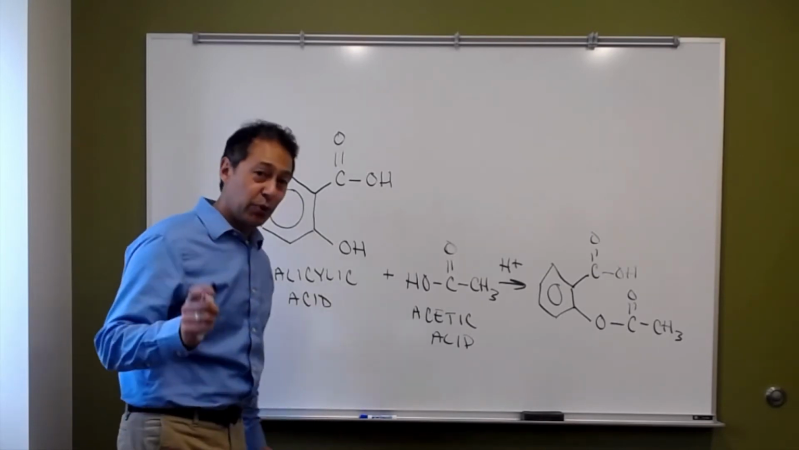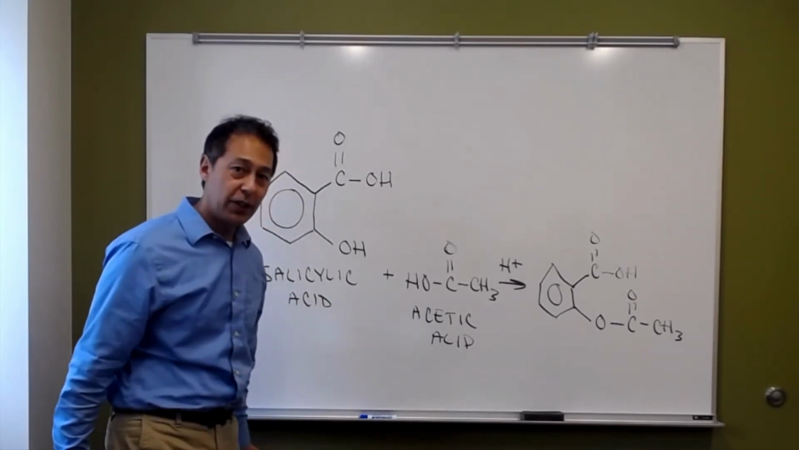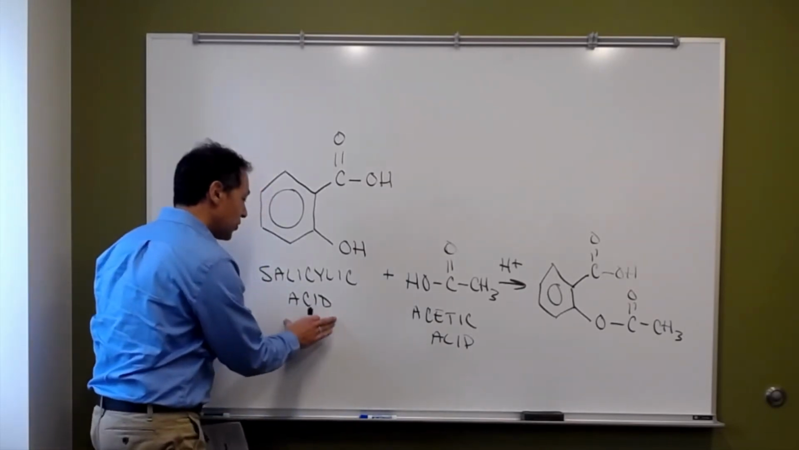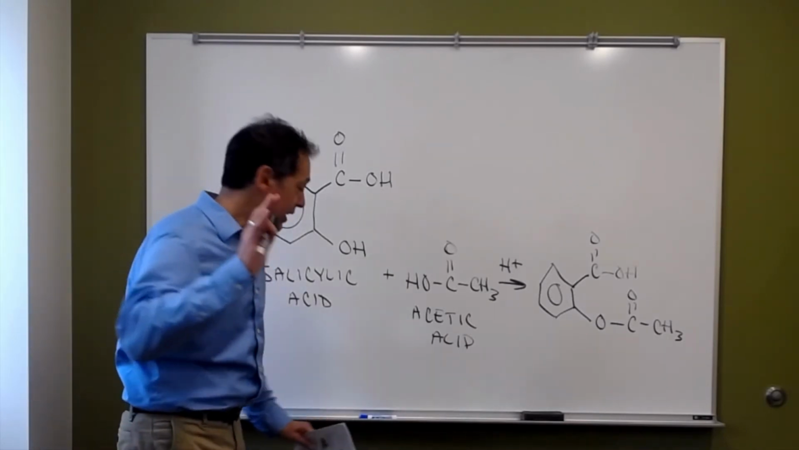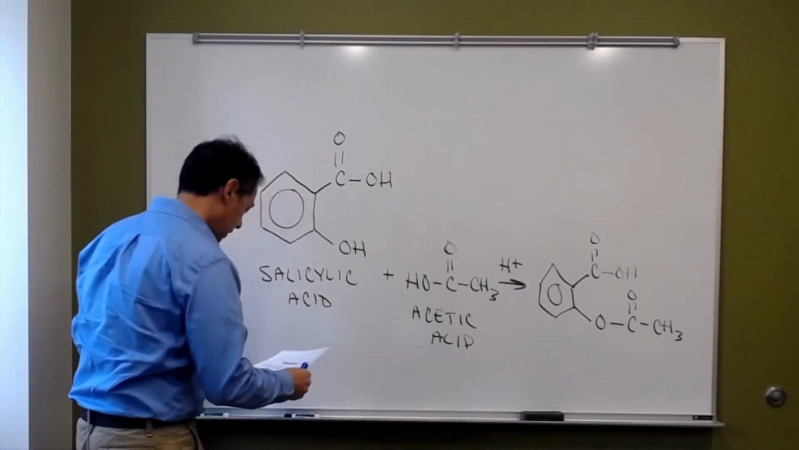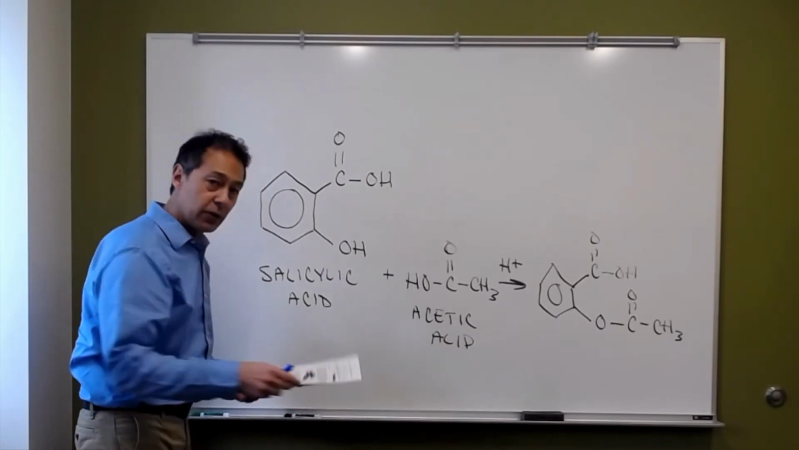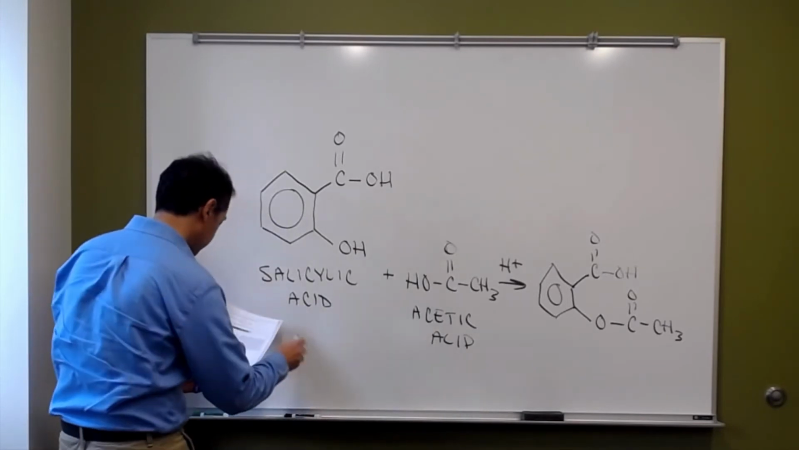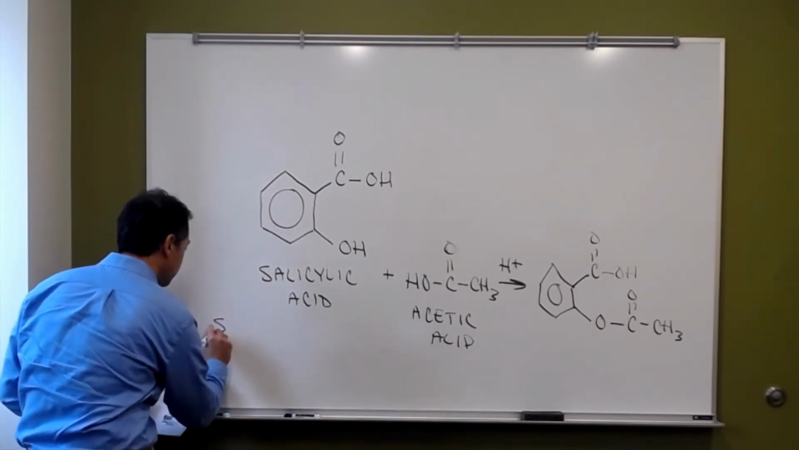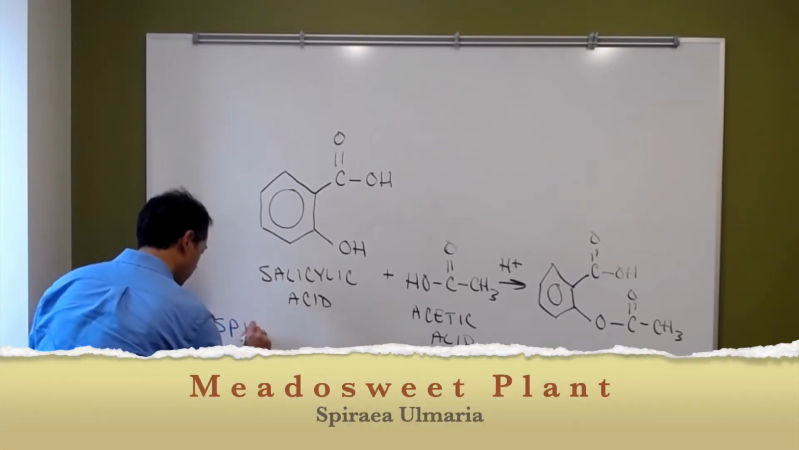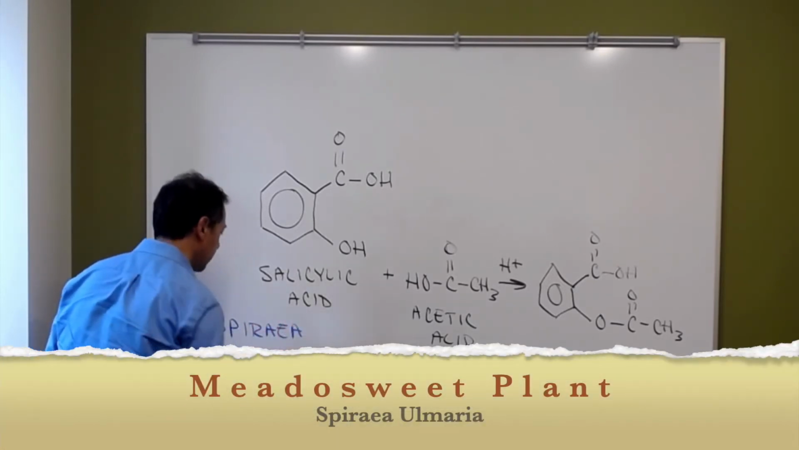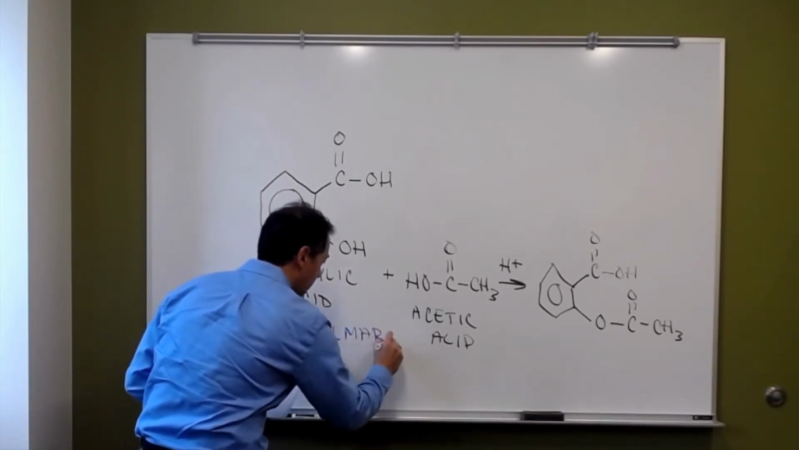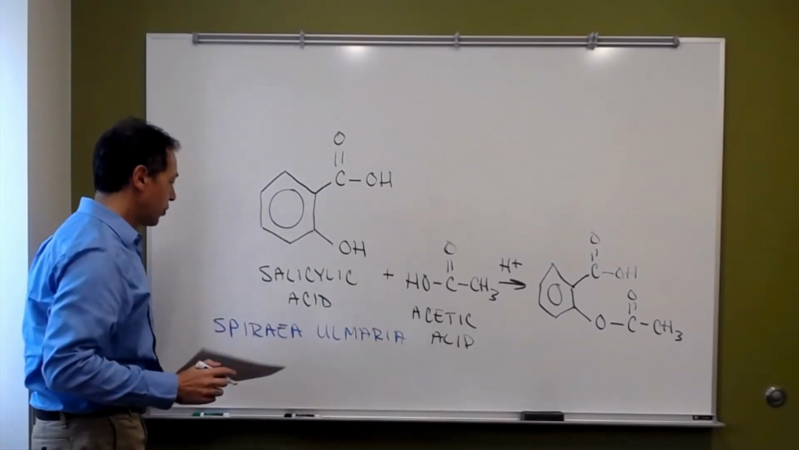Now, his employer was this German company, you may have heard of it, it's called the Bayer Corporation. And salicylic acid has a source, and that is it comes from the meadowsweet plant, and the Latin name for this is Spirea, S-P-I-R-A-E-A, Spirea almeria, okay? Spirea almeria.